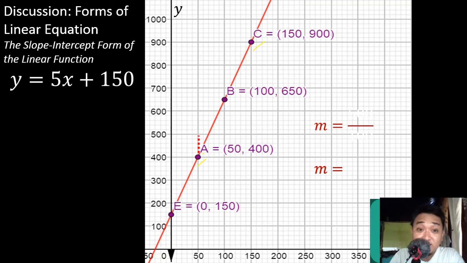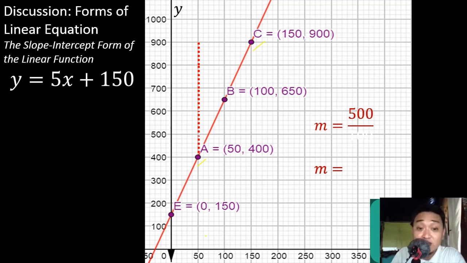100. Kasi from 400 to 500, 100 po yun, di ba? 100 units yun. So 100, 200, 300, 400, and 500. So yung ating, kung how many ups there are from our reference point to terminal point, that is 500. Now ilang right kaya meron siya?